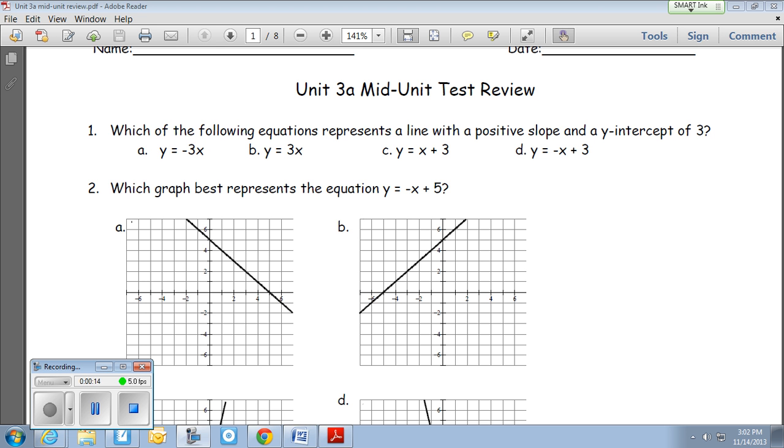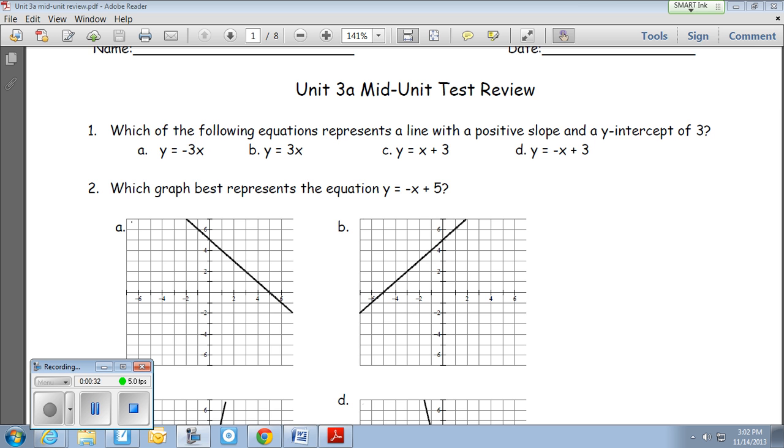So let's just briefly go through here. Most of you did really well on the review. There were just a few that had some questions on a couple of these, so let's make sure we go over those. And I'll give you brief explanations for each one, just so you know what the thinking is behind each question. So let's start with number 1.